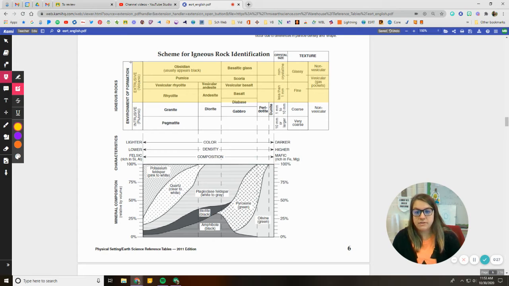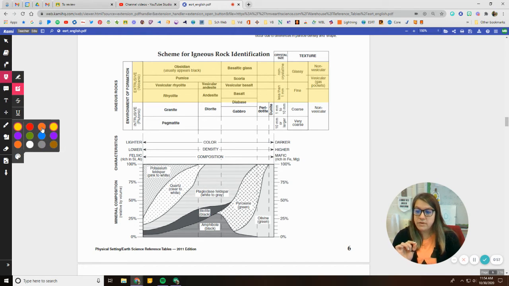Okay, so that means your extrusive rocks are going to be all of these rocks in this section, but that also goes hand in hand with the texture that we have here and the crystal size. So these extrusive rocks are going to have non-vesicular or vesicular gas pockets. They can be glassy or fine, and their crystal size is going to be so small it looks non-crystalline, or it's going to be less than a millimeter. So they're itty bitty, teeny, teeny, tiny.